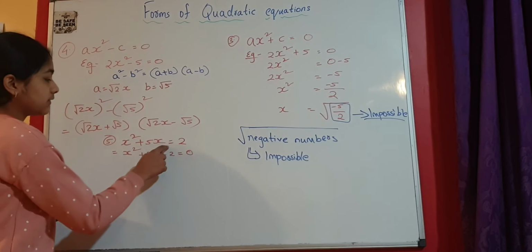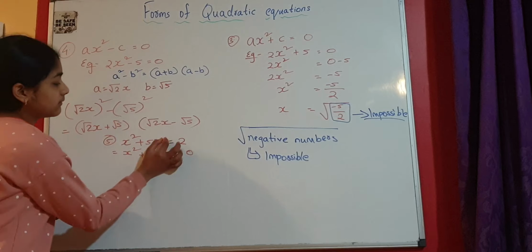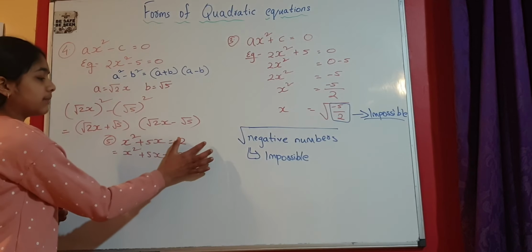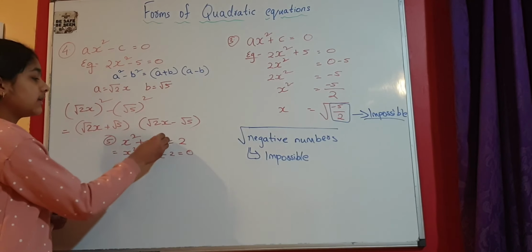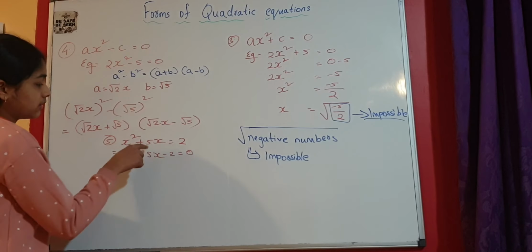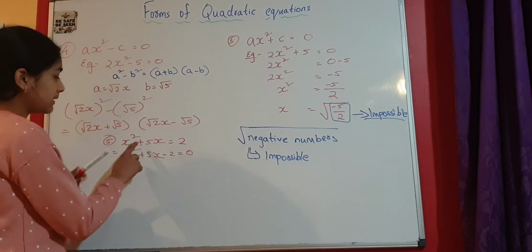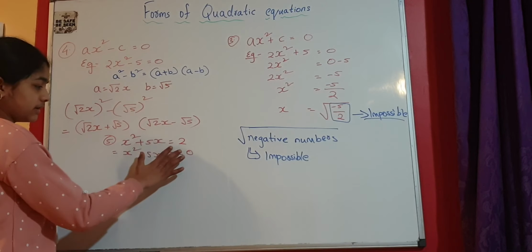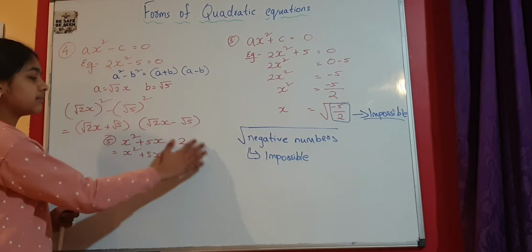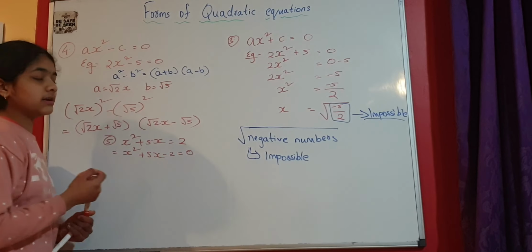Or they can give you a constant here and a number, so you can bring it to this side and add it to that constant. Or they can give you x square plus a constant equal to some x term, then you can bring that x term over and equate it to 0.